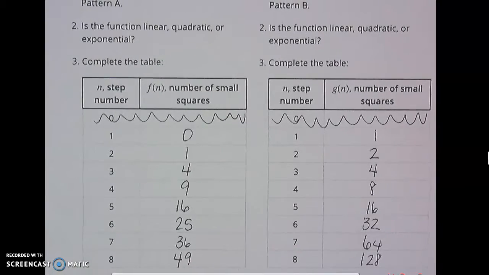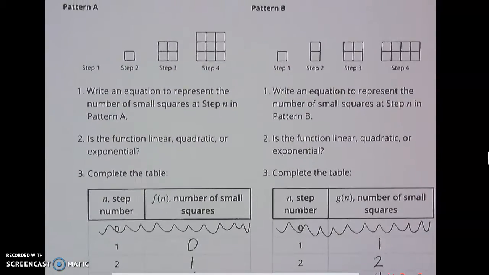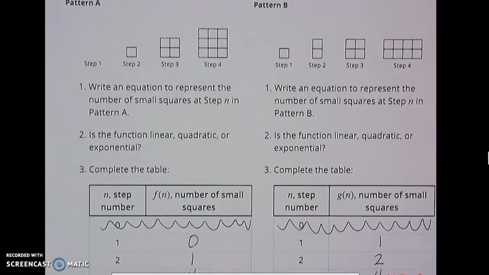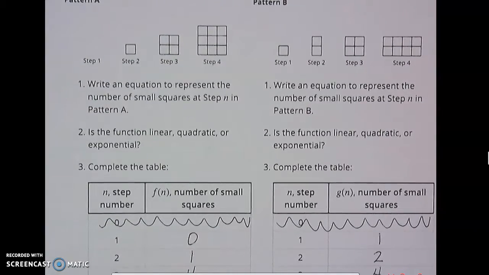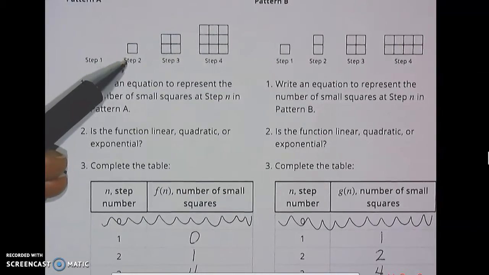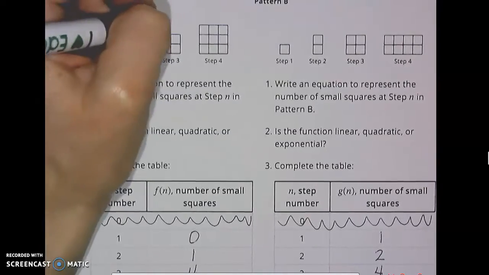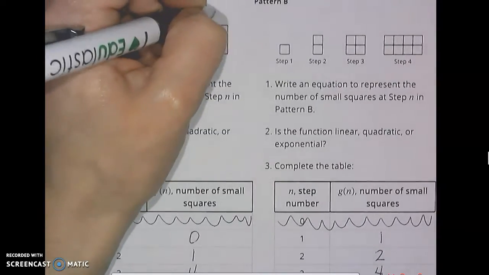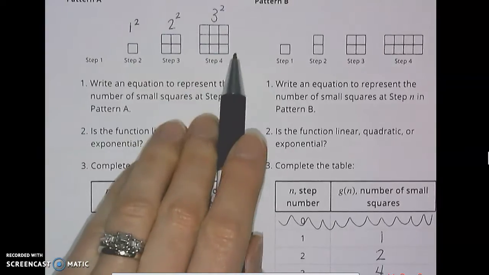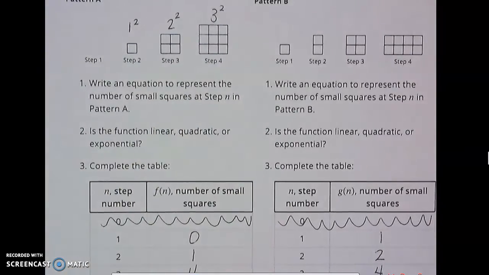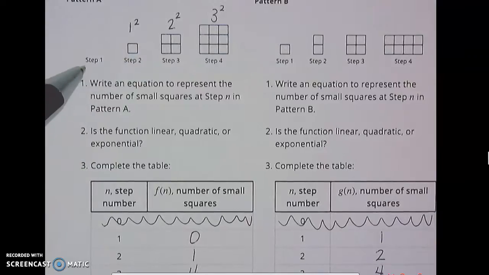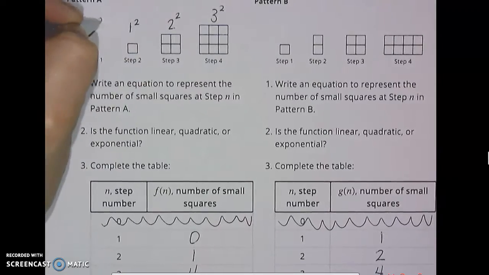Okay, so now let's see if we might be able to write an equation to go with this. If we go back up here, this is 1 squared, 2 squared, 3 squared. It would continue on, right? And so how do we compare? Well, then this would technically be 0 squared.